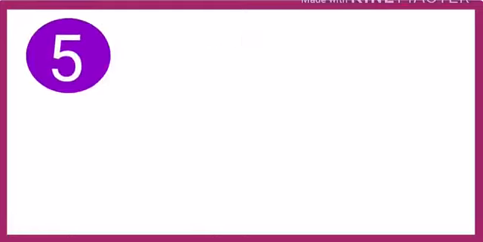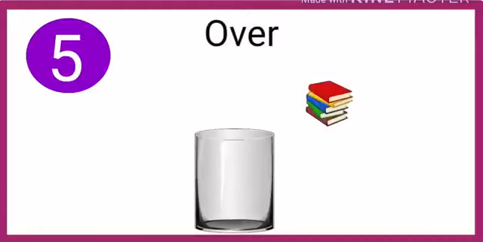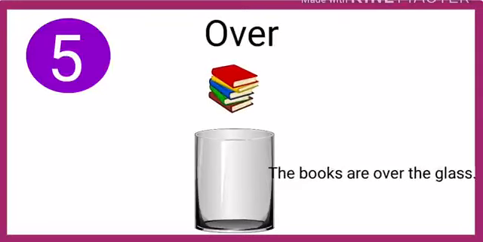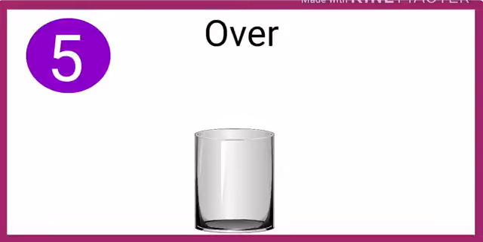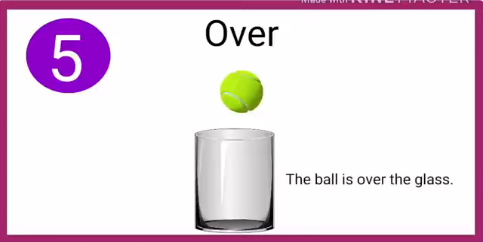Preposition number 5, over. Look at this example. There's a glass and these are books. Where are the books? The books are over the glass. Over. Another example. The ball is over the glass. Over.